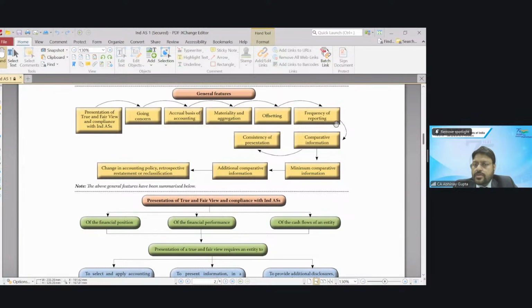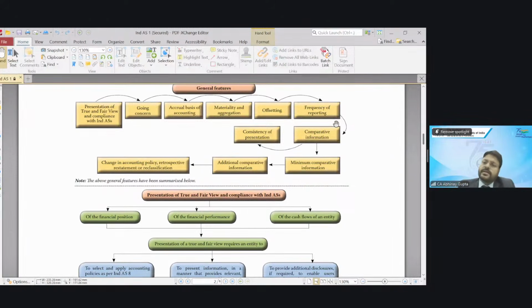Materiality and aggregation. So we generally follow materiality. Immaterial items we can certainly ignore, instead of spending much of the man hours on that, right? Aggregation, disaggregation we can do wherever there are options available. Offsetting, right? Frequency of reporting we need to choose. So minimum we need to prepare the financial statements at the year end, but we can opt for preparing financial statements for some other frequency as well. For example, a company can choose to prepare the financial statements every 6 months, right? So that is the frequency they can choose, right?